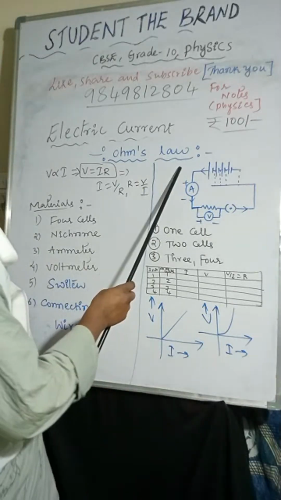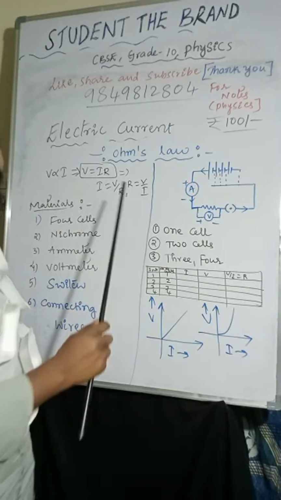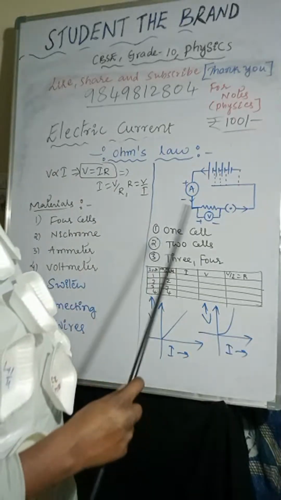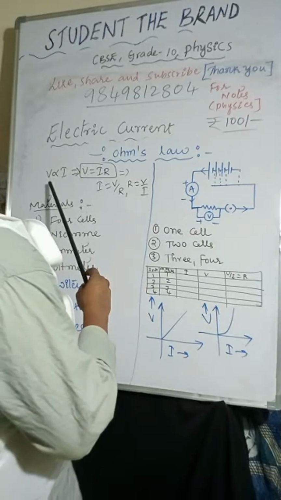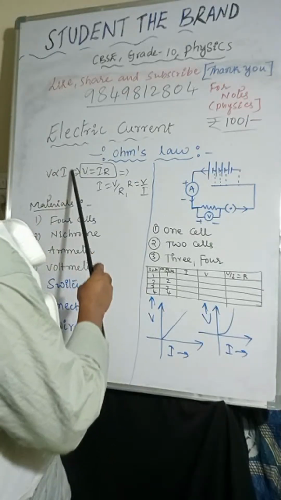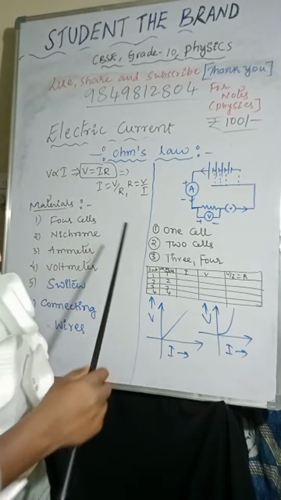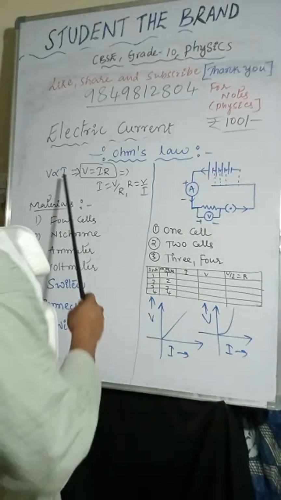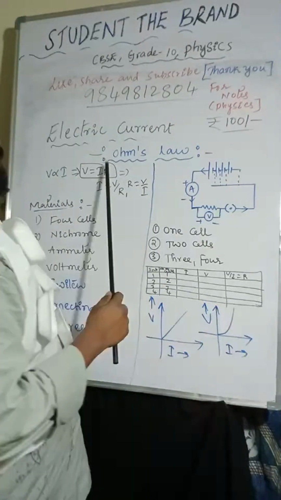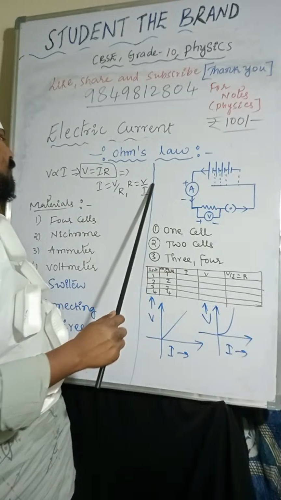Once again, Ohm's law. At constant temperature, the potential difference across the ends of the given metallic conductor is directly proportional to the current flowing through it. V is directly proportional to I, V equal to IR, I equal to V by R.